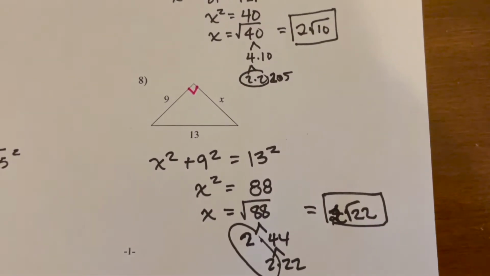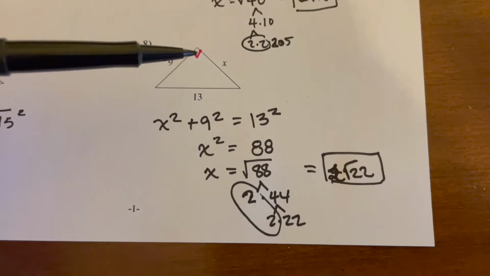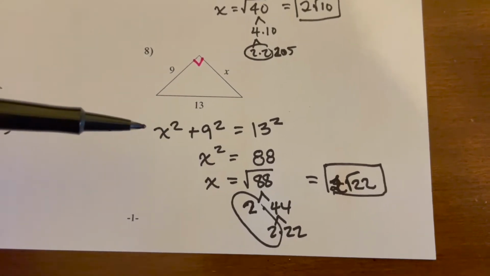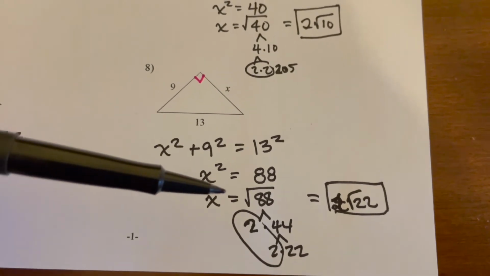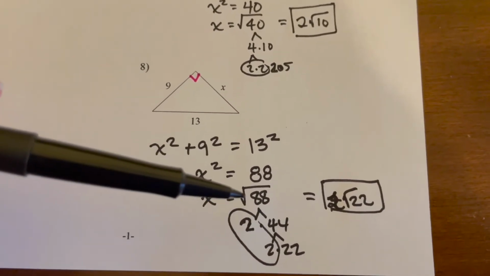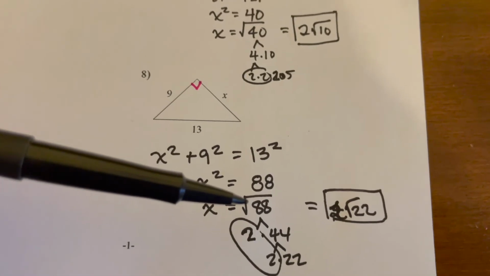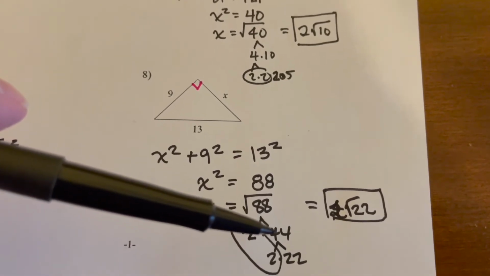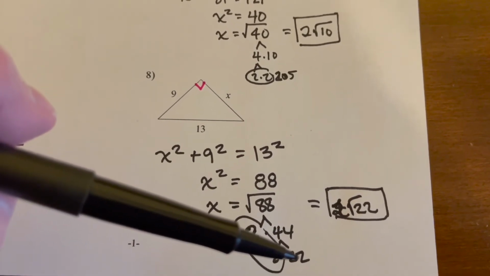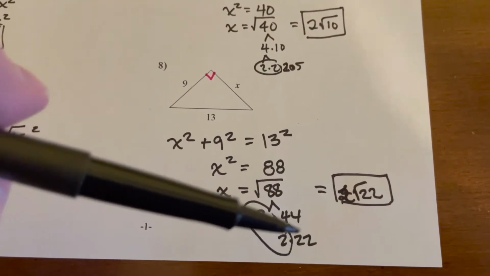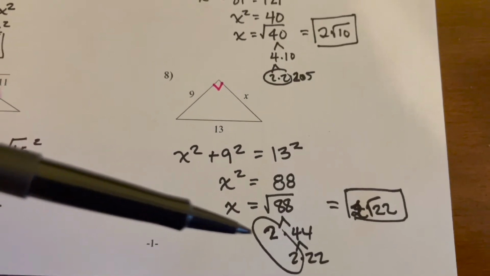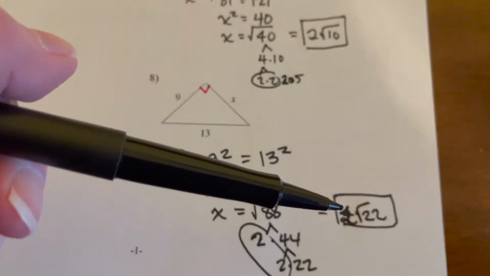Number 8 is similar. I'm still solving for a leg. So I want to set up my equation. I get x squared equals 88, so x is the square root of 88, and then I have to simplify that. So on this one, I just started by dividing by 2, so I get 2 times 44. I can keep dividing. I get 2 times 22. 22 then simplifies to 2 times 11, which doesn't simplify anymore to a perfect square. So I take out the 2, and I'm left with 2 root 22.